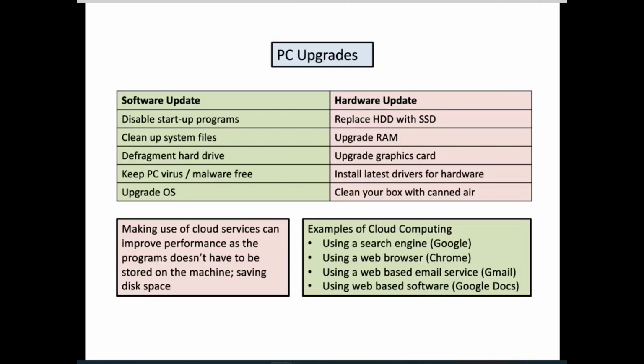Okay. So when it comes to PC upgrades, you find that your PC is not working the way you want it to work. What do you do? Okay. You can do two things. Either you can have a hardware update or you can have a software update. Now, you will start with a software update and hope it works. And if it doesn't, then really you have no option but to go on and engage in a hardware update. So software update: disable your startup programs.